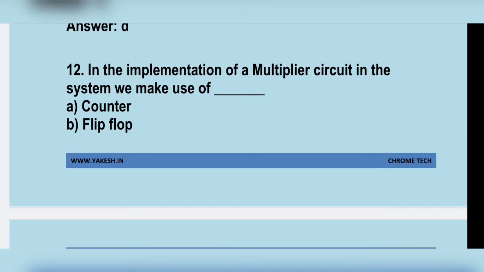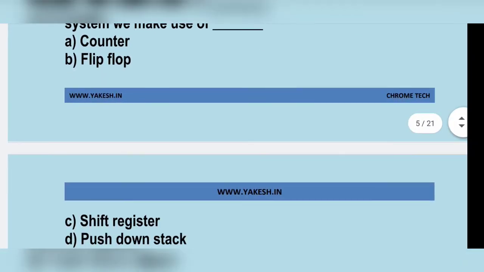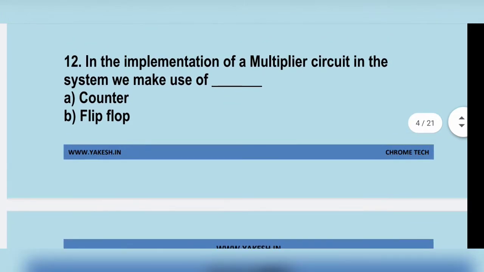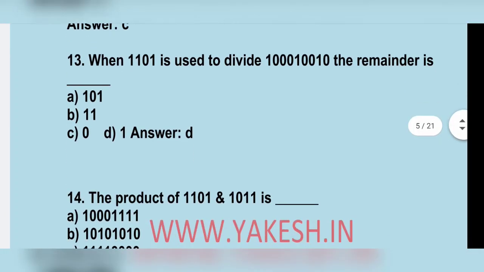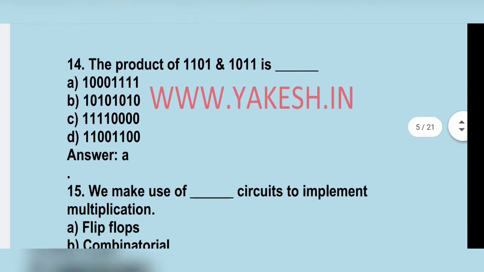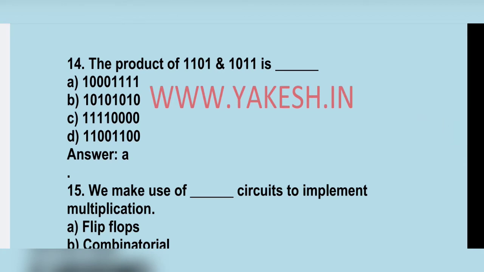In the implementation of a multiplier circuit in the system, we can make use of option C, shift register. Shift register. In the implementation of a multiplier circuit in the system, we make use of shift register. When 1101 is used to divide, the remainder is option D, 1. The product of 1101 and 1011 is option A, the correct answer.